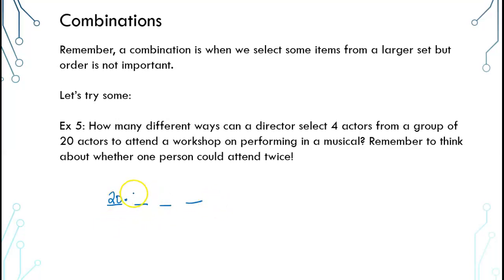So there are no longer 20 to choose from. Now there are only 19 to choose from. Then 18 for the third person. Then 17 to choose from here. And so we would do 20 times 19 times 18 times 17. And we get 116,280 different ways in which he can send 4 people to this musical.